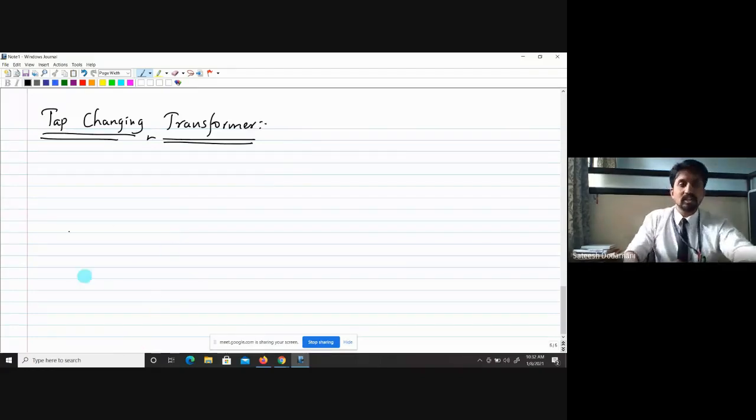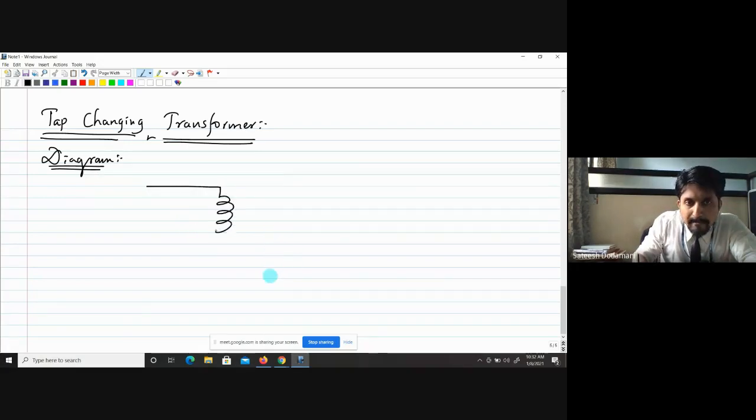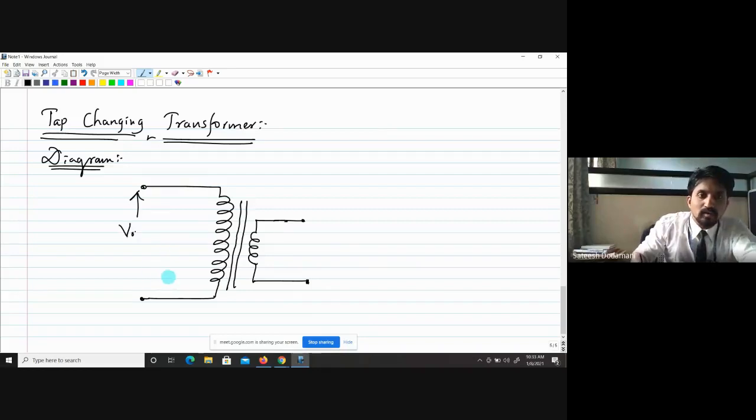So, tap changing transformer. Let me draw the first diagram of a tap changing transformer. This is the primary, then this side will be the secondary. So the voltage you are going to apply is on this side.